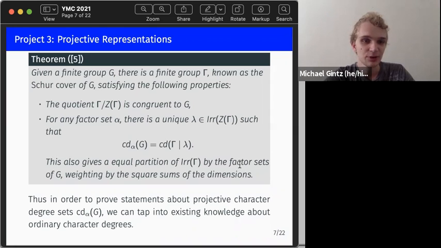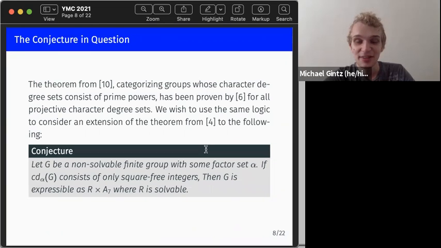In order to prove statements about the projective character degree sets cd_alpha(G), we can look at existing knowledge about ordinary character degrees using these Schur covers. With all that out of the way, we can now give you the conjecture that we're attempting to prove. If you remember, when we started, we gave two facts about character degree sets, one regarding prime powers and one regarding square-free values.